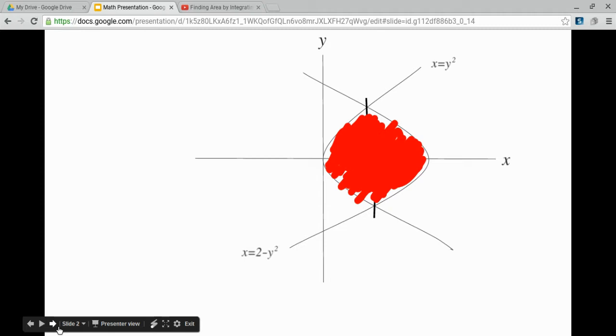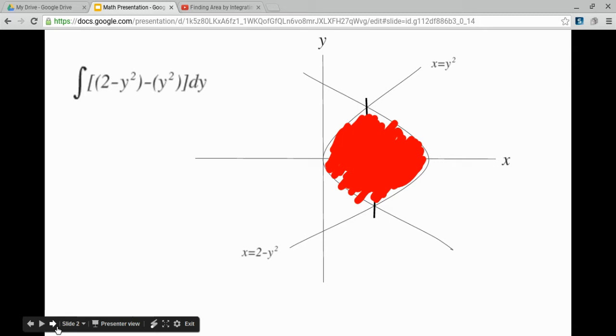rightmost function, 2 minus y squared, and you would subtract y squared from that, and you would find the integral of that. So it would be the integral of 2 minus y squared minus y squared with respect to y. And you would need to find the limits of integration, which are the y values of where the two curves intersect, where these two vertical lines are.